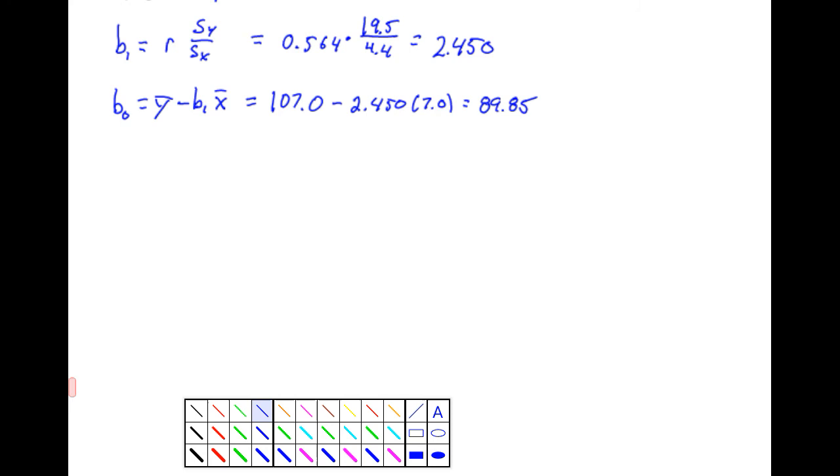Remember, we're not going to use y and x in this model. We're going to use the context. So calories hat, always calories hat. If you don't have a hat, it's not a model, and your entire answer is wrong. 89.85 plus, because our slope is increasing this time, 2.450 sugar.